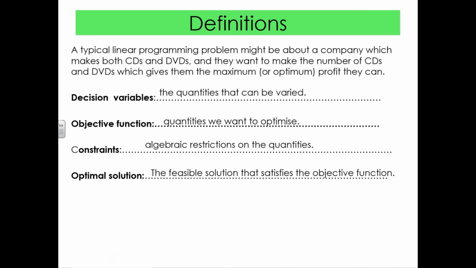We'll talk about constraints. These are the inequalities that govern these sorts of problems. So this is, you know, I can only make so many DVDs in a day, or the maximum number of CDs and DVDs I can make is 1,000 or whatever. These are the restrictions that you have on your variables. And then optimal solution is what it says on the tin. It's the best solution that we can have that satisfies the objective function.